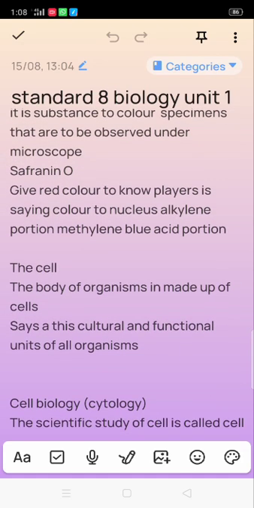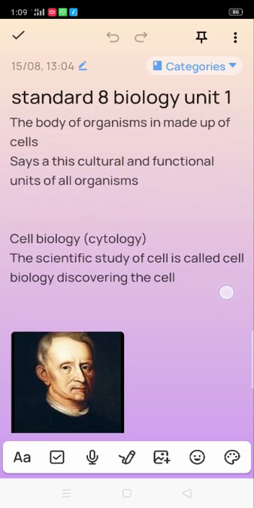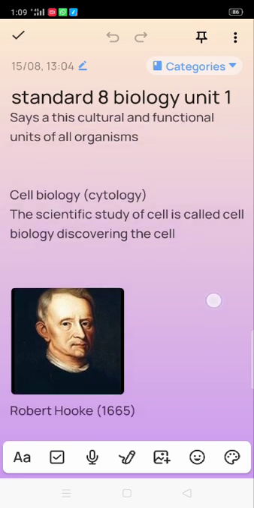The cell: the body of an organism is made up of cells. Cells are the structural and functional units of all organisms. Cell biology, or cytology: the scientific study of cells is called cell biology.